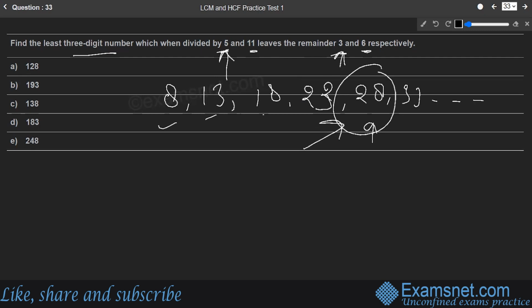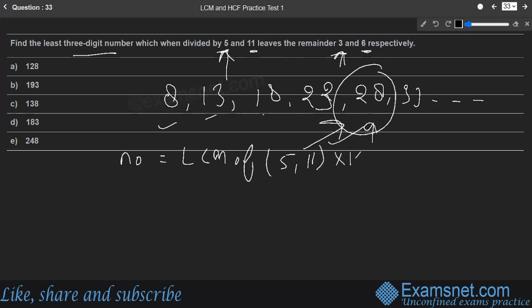It meets both conditions: divided by 5 gives a remainder of 3, and divided by 11 gives a remainder of 6. If he had asked for just the least number, the answer would have been 28, but he has not asked for the least number. He has asked for the least three-digit number. So in this case, we can frame a formula: the required number is based on the LCM of the divisors, that is 5 and 11.